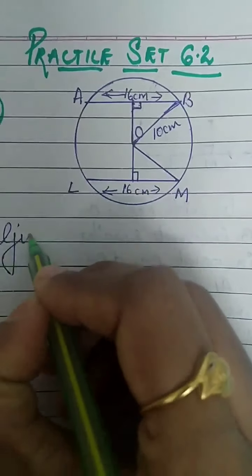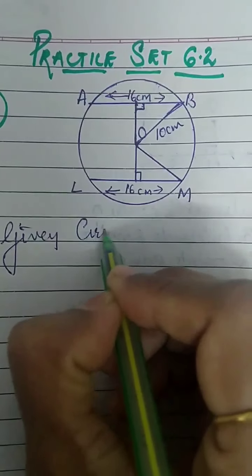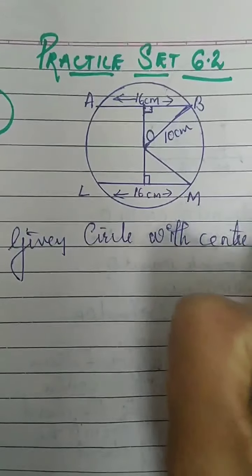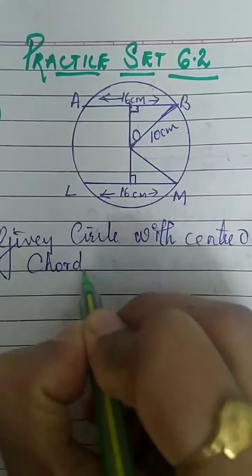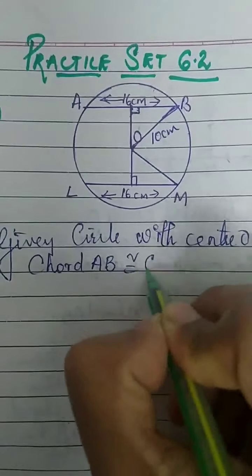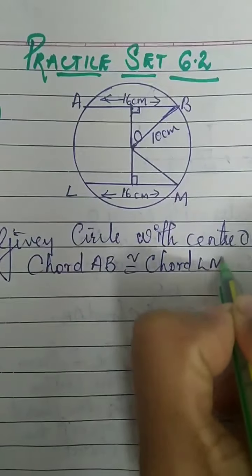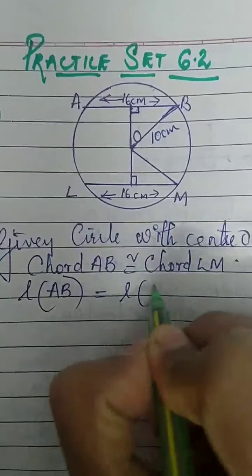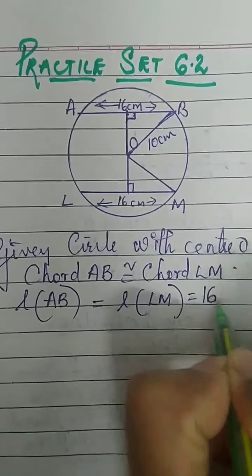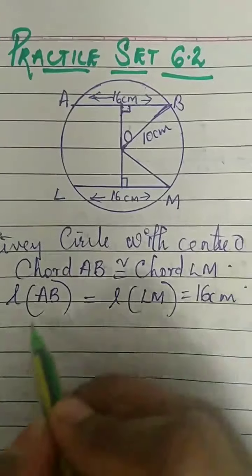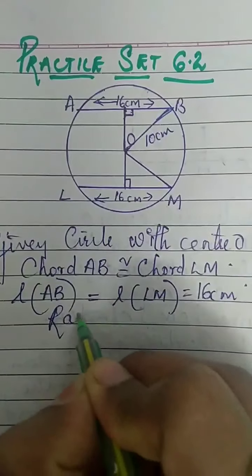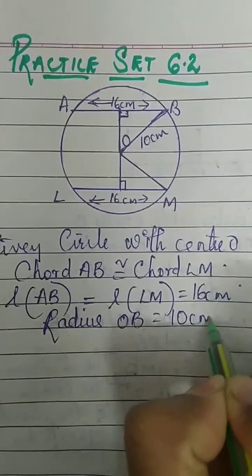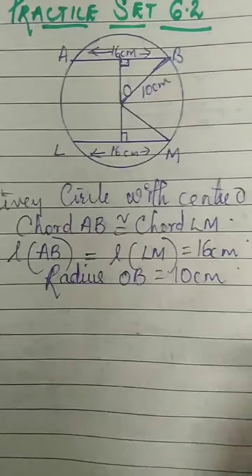Let us write given: circle with center O. Then write chord AB congruent to chord LM. Okay. Both the chords are given congruent, no? Now let us write the length also. Length of AB is equal to length of LM equal to 16 centimeter. Okay. Then radius is given. Radius OB is equal to 10 centimeter. Okay. This is also given.